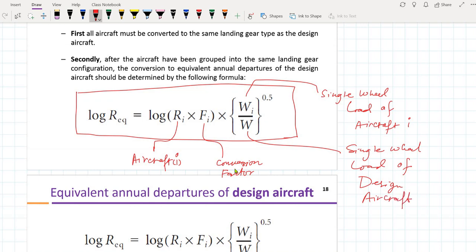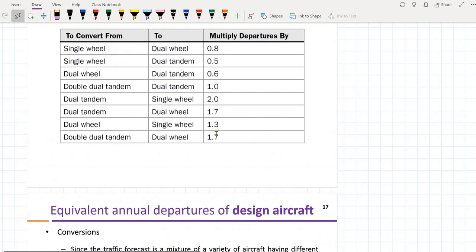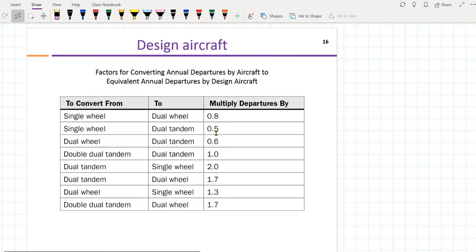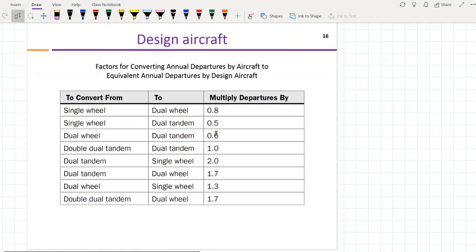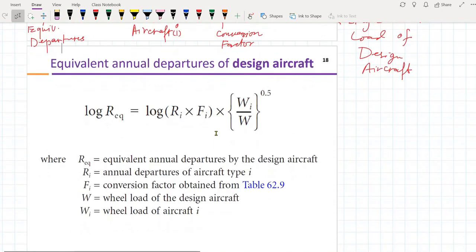And this is the heaviest. So if we have a number of Wi values, the heaviest one is going to be W. So we are going to use this relationship to find out the equivalent departure. This is called equivalent departure in terms of design aircraft. So these are the equivalent departures. Okay, so Fi is a conversion factor, and for the conversion factor we are going to use this table. So we will see when we do the example how to use it.